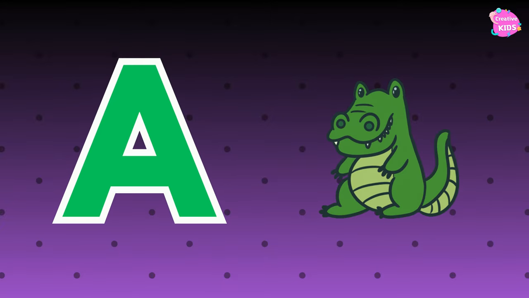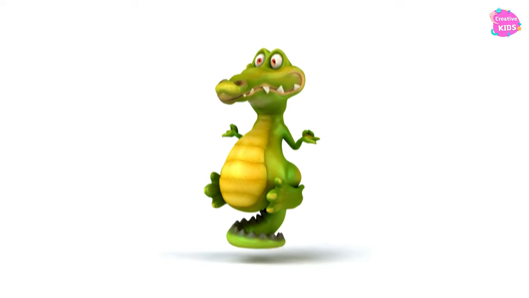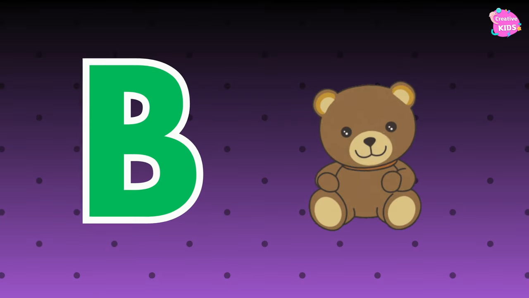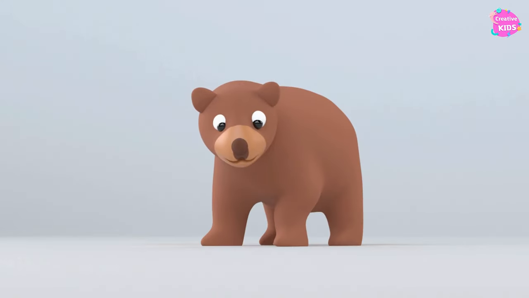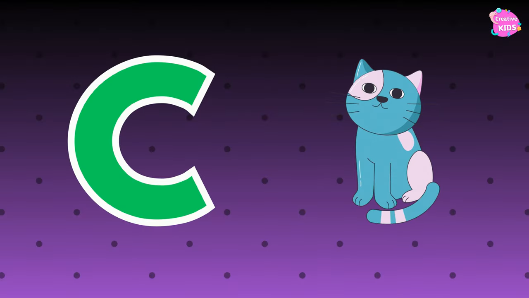A is for alligator. A a alligator. A a alligator. A is for alligator. B is for bear. B b bear. B b bear. B is for bear. C is for cat.